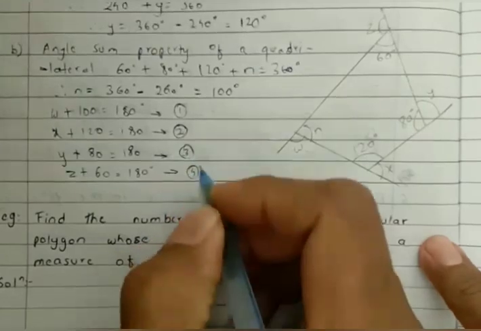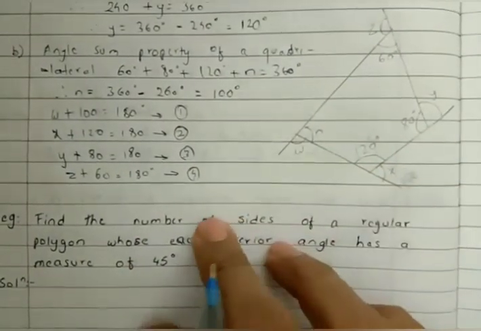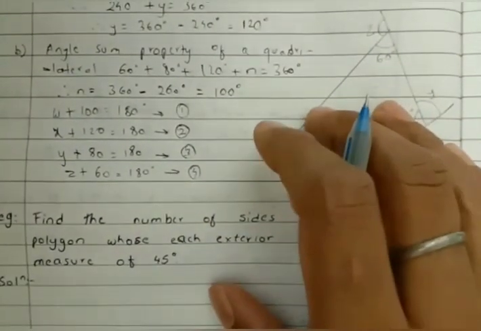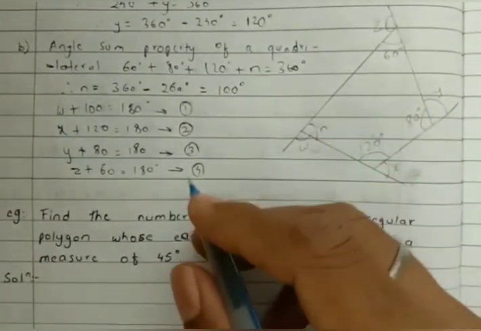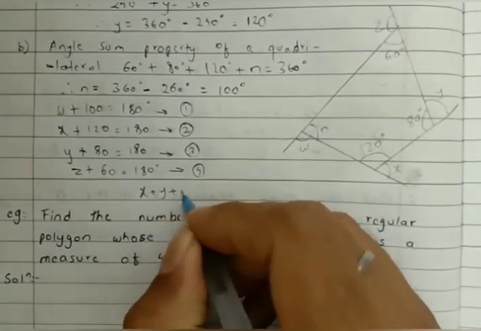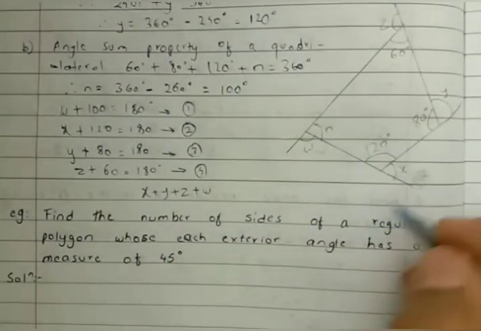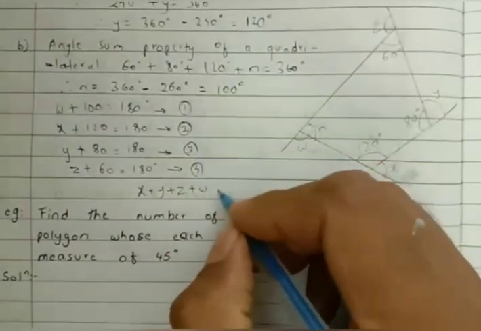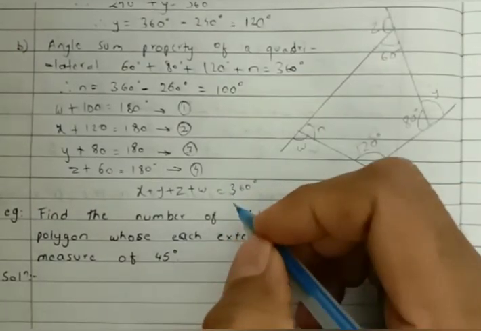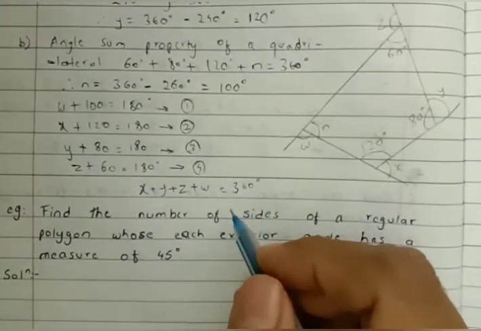This is equation number 4. Now you will have to add all these equations. On adding all these equations you will get x plus y plus z plus w, the exterior angles, equal to 360 degrees. The sum of angles is 360 degrees.